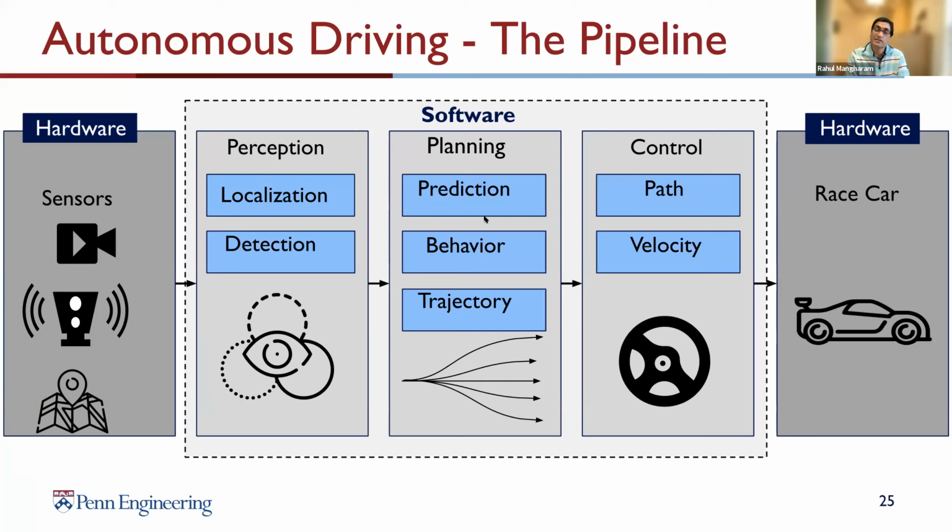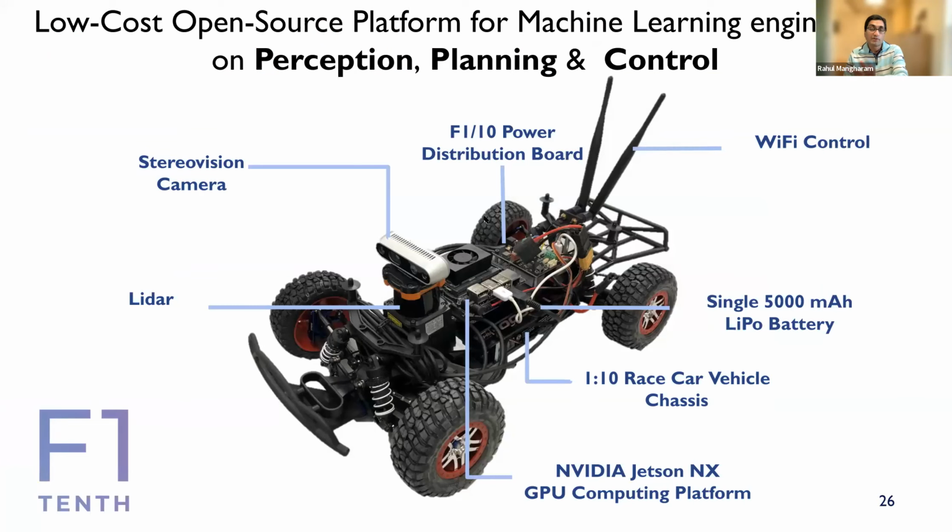And then there are different types of controls. So we'll study PID control, we'll study model predictive control. And then there's the hardware itself, putting all of this together into a vehicle and then making that actually race, right? So that's the general pipeline, but now we'll break it down, right?